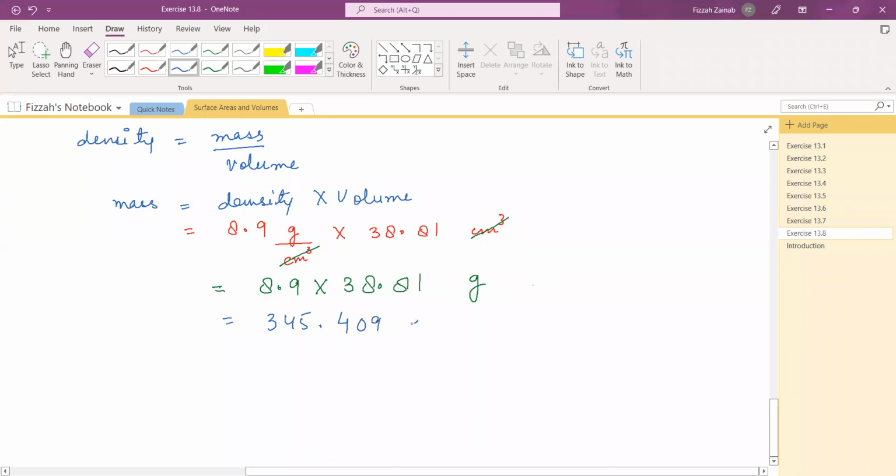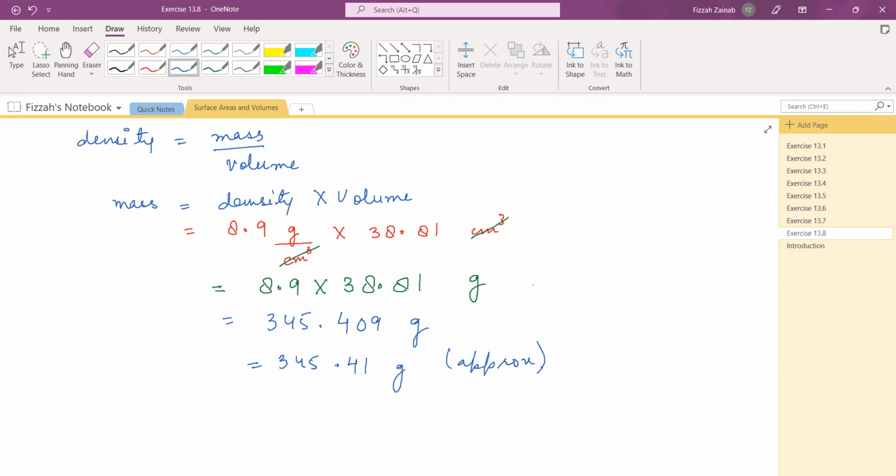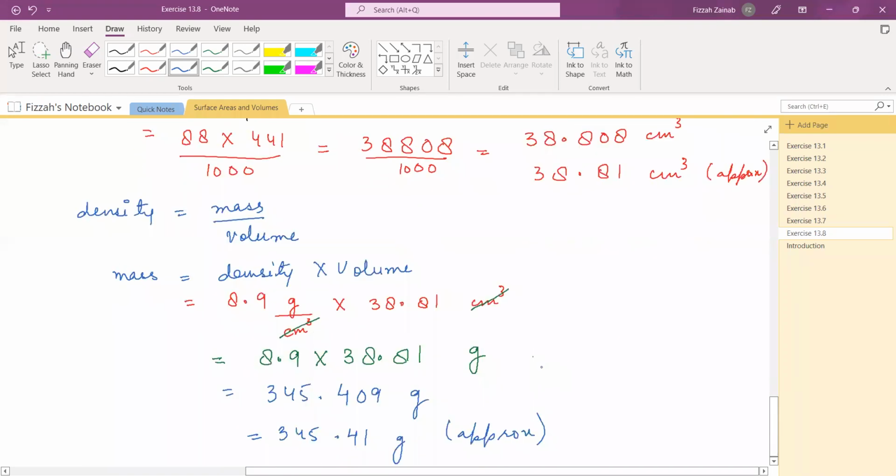Okay, grams. You can just leave it or you can reduce it to 2 places of decimal. So you can round it off, 345.41 grams approximately. So this is your answer. Is this clear, everybody? Any problem in the question? Please note it down, then I'll do the next one.